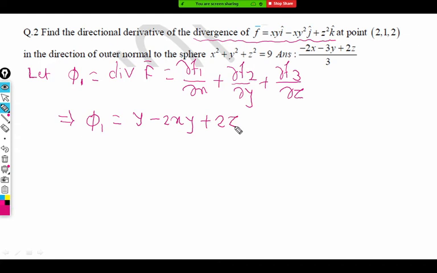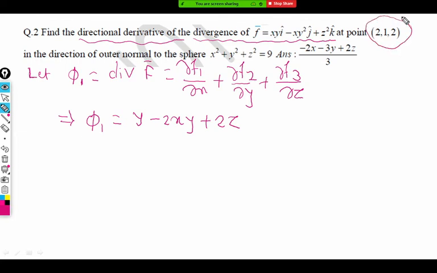Now here are some silly mistakes a few students make. When you write ∂f1/∂x, some of them write the derivative of this term plus this term also. Remember, you are just differentiating f1 with x, f2 with y, and f3 with z. So whatever is written is correct. This is the divergence of this vector f bar at any point x, y, z. We don't want that at a particular point. Actually, we want the directional derivative, the directional derivative of this divergence of f bar at this point.